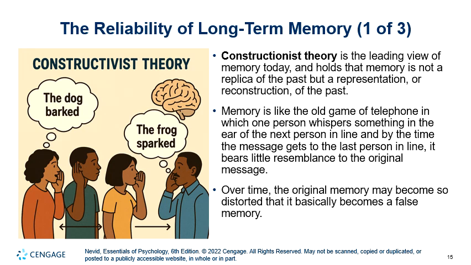Here's a spoiler alert or a truth bomb. Your memory isn't a video camera. It doesn't record the past. It actually reconstructs it. So that's the central idea behind the constructionist theory, which is the leading view of memory today. According to this theory, memory is not a perfect replica of what happened, but rather a representation or reconstruction of the past, based on bits and pieces your brain stitches together.